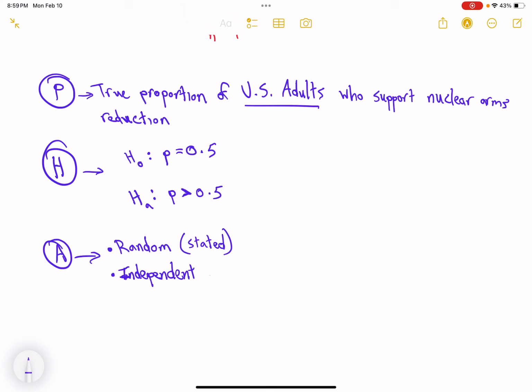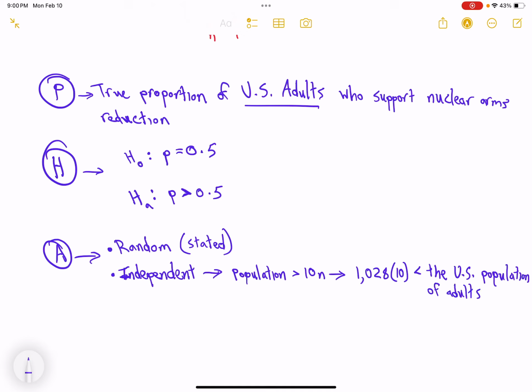For that to be the case, the entire population must be greater than 10 times the sample size. So what we would state here is that 1,028 times 10 is less than the U.S. population of adults. And we can assume that. We can just state that that is the assumption.